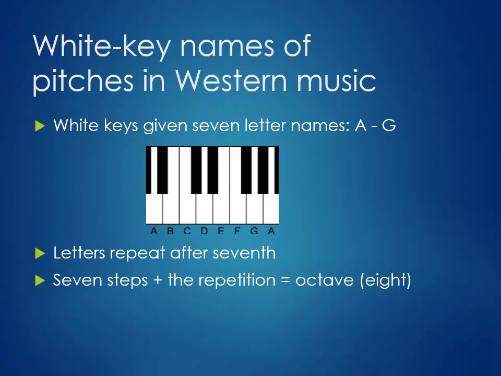The piano keyboard is convenient for understanding pitch relations, even if you don't play the piano. The white keys on the piano keyboard are given 7-letter names that run from A through G, as you can see in the diagram here. The letters repeat after the 7th, so we'll have A, B, C, D, E, F, G, and A again. This gives us 7 steps plus the repetition, which equals an octave. Octave comes from the Latin for 8. This is an important concept to keep in mind when studying musical pitch.